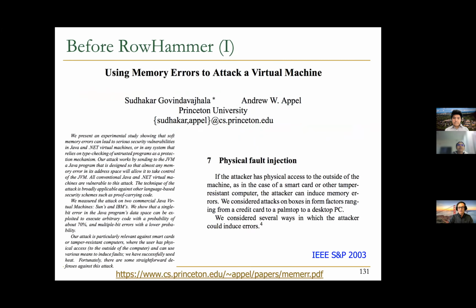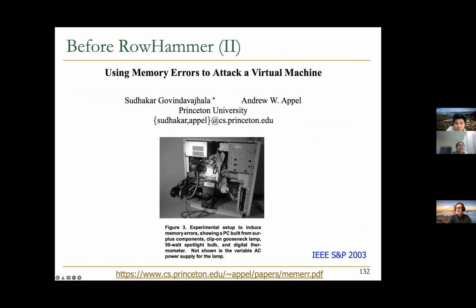So let me give you some final thoughts. This is a paper that I really like, actually. It's from IEEE Security and Privacy from 2003. It was written ahead of its time, maybe. These folks actually used memory errors to attack a virtual machine, take over a virtual machine, basically, bit flips. The way they induced bit flips is by heating the memory on this machine. This is before Rowhammer. I think this paper needs to be given more credit, frankly.